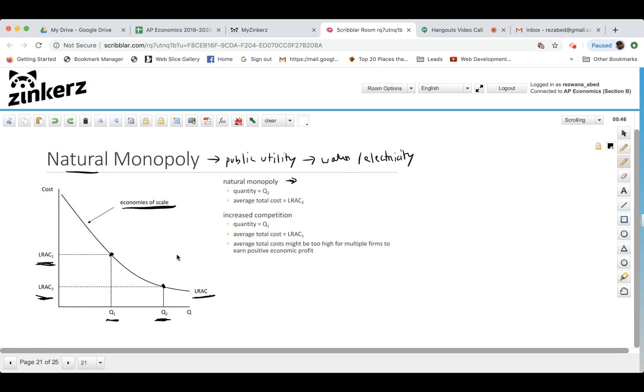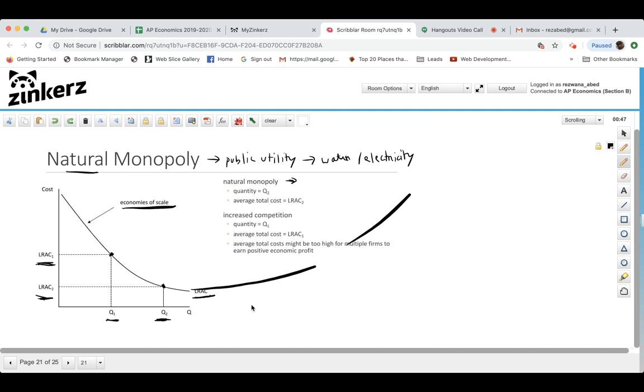So this is a situation where it makes sense for there to be just one firm, because they have massive economies of scale. Their long run average cost declines as they produce more and more. Of course, it eventually goes up, but up until some point, their average cost is declining.